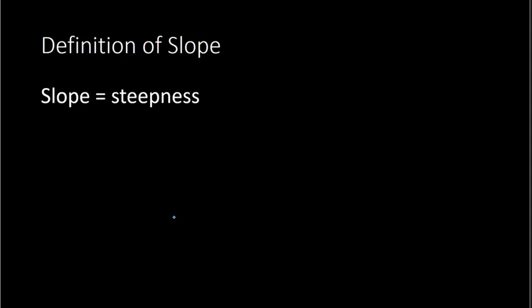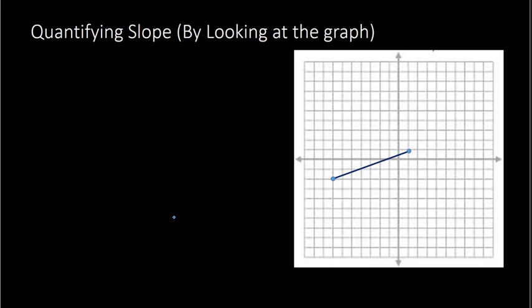Now it's important to know how to quantify slope. It's not enough just to say that the slope is large or it's greater than this other slope. We want a way to put a number to the slope. So we can do this in different ways. One way is by looking at the graph. Slope is how quickly something goes up within a given amount of distance across. Or maybe a more clear way of saying this is it is the rise over the run.